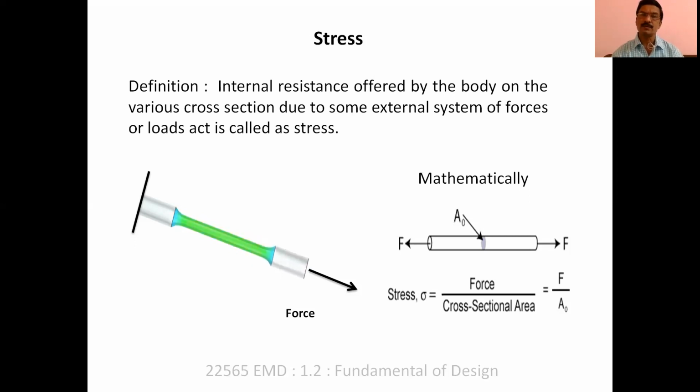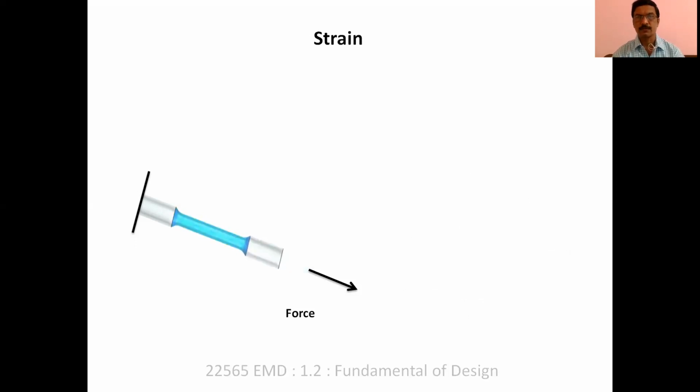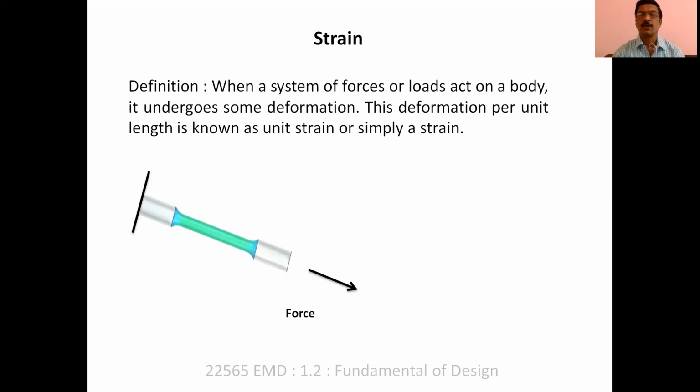Because of the stress, there is elongation. If there is elongation of the body, then there is one more term which we call strain. How can we define strain? When the load is acting on the body, it undergoes some deformation. That deformation per unit length is called simply strain. So whatever deformation is there, that deformation divided by the original length is called strain.